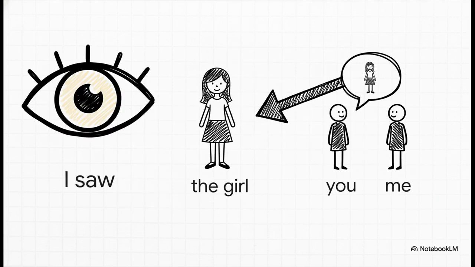Now, let's look at an object pronoun. I saw the girl who you told me about. What's after who? It's another pronoun, you. So the girl isn't doing the action here. You are. She's the object. You told me about her. She's receiving the action. Make sense?